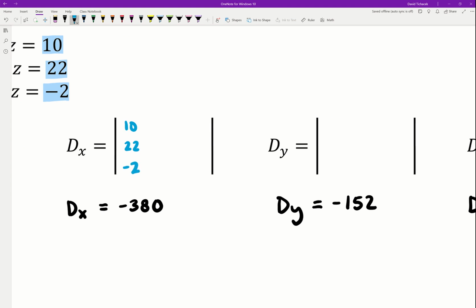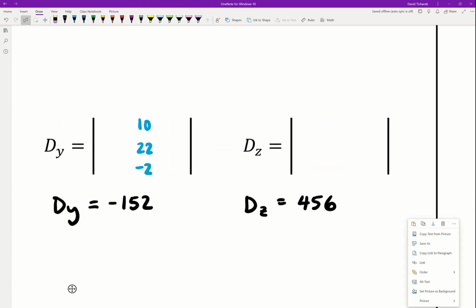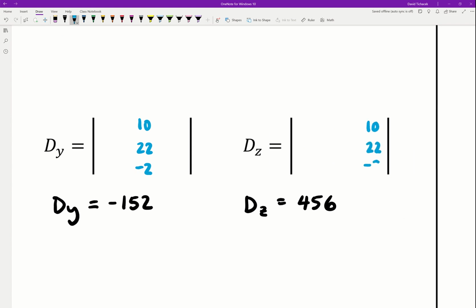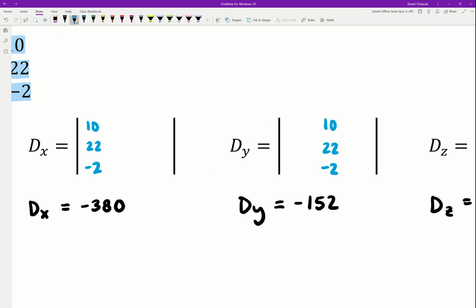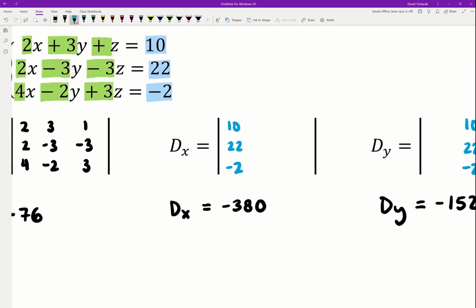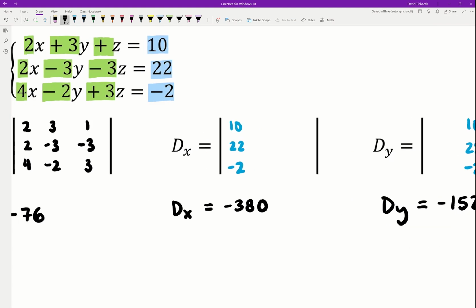And the second matrix, dy, I'm going to replace the second column. So right in the middle, I'm going to say 10, 22, -2. And then keep in mind, because we have 3 variables, we're going to have a third matrix here. We're going to call this dz, and replacing the third column of that third matrix will go my blue numbers here. So 10, 22, -2. Okay? And then as we saw before, what goes in these blanks? Well, it's just the original columns that we originally had before replacing here.